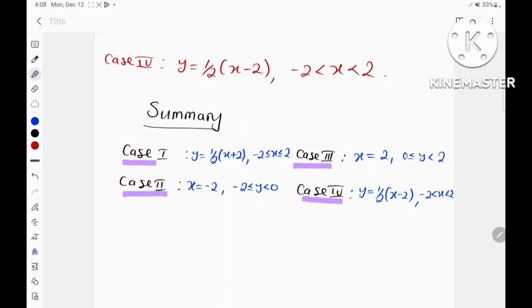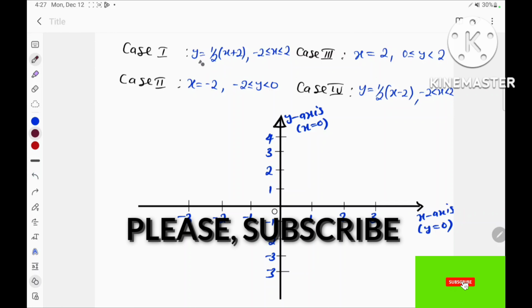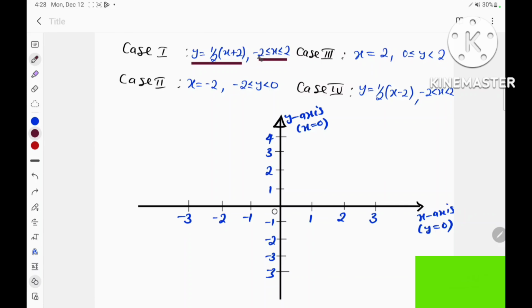Now we can present this information on a graph. In case 1, we have this line which can be drawn for values of x between negative 2 and 2. So when x is negative 2, we have y to be 0, which is this point. When x is 0, we have y to be 1, which is this point. And when x is 2, y is also 2, which is this point. So this gives us the line segment, this.